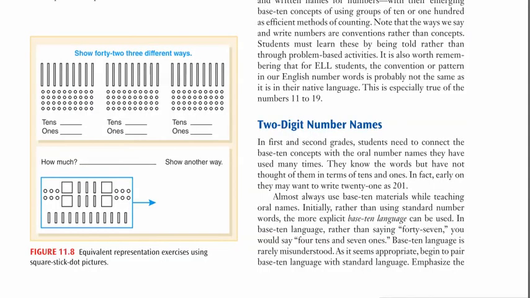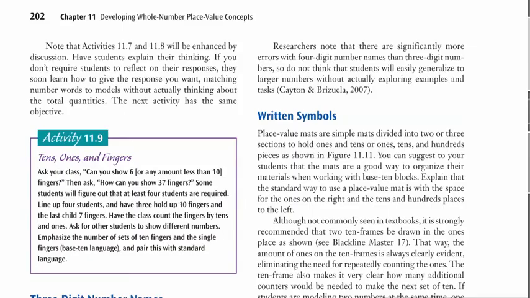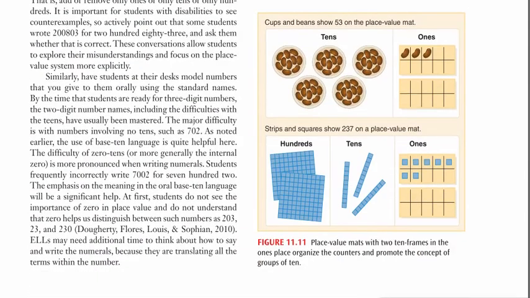In the first and second grades, students need to connect the base 10 concepts with the oral number names they have used many times. Place value mats are simple mats divided into 2 or 3 sections to hold ones, tens, or ones, tens, and hundreds pieces. You can suggest to your students that the mats are a good way to organize their materials when working with base 10 blocks. Explain the standard way to use a place value mat is with the space for ones on the right and the tens and the hundreds to the left.